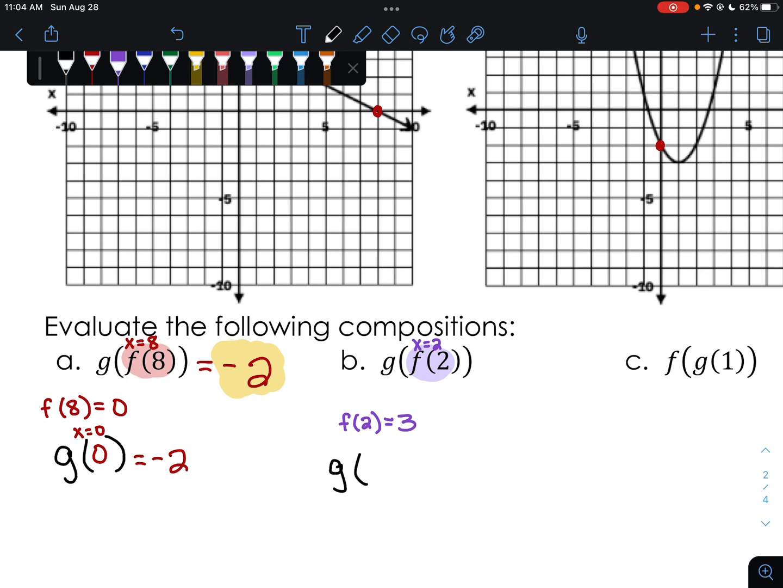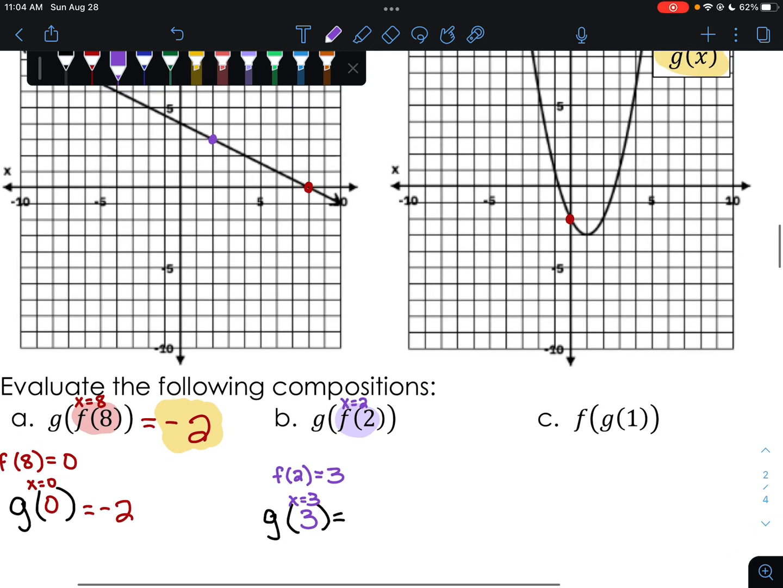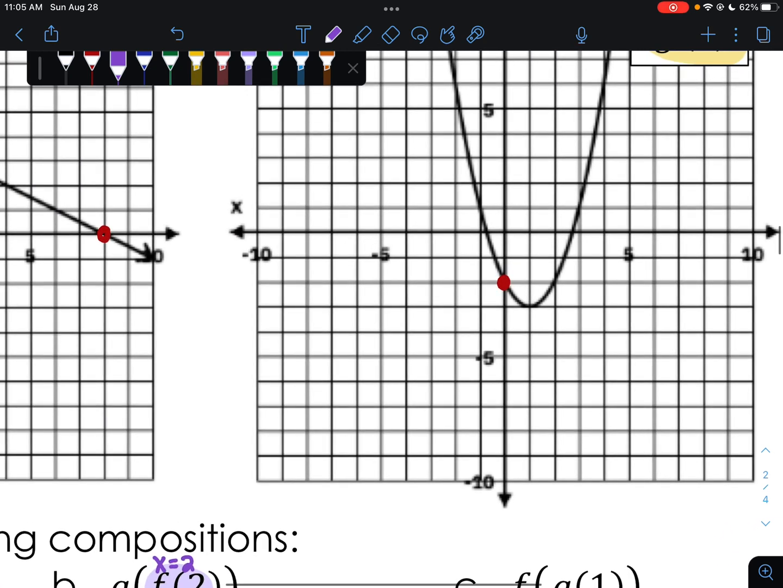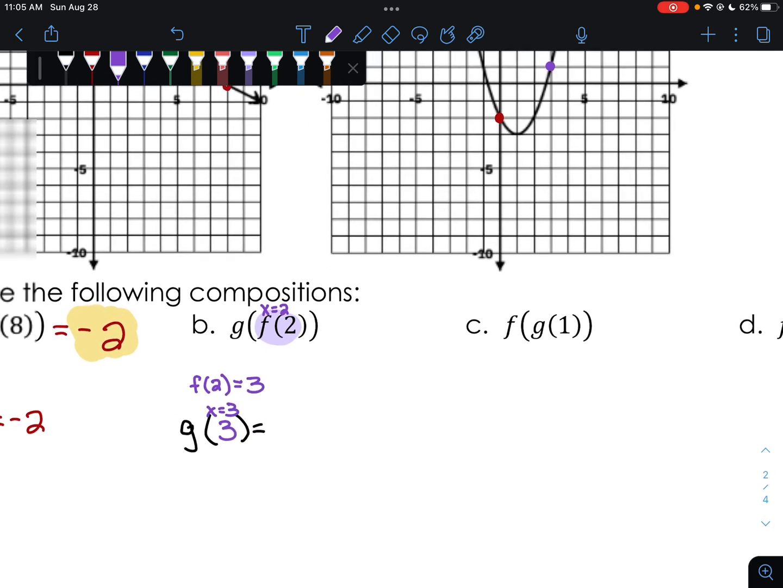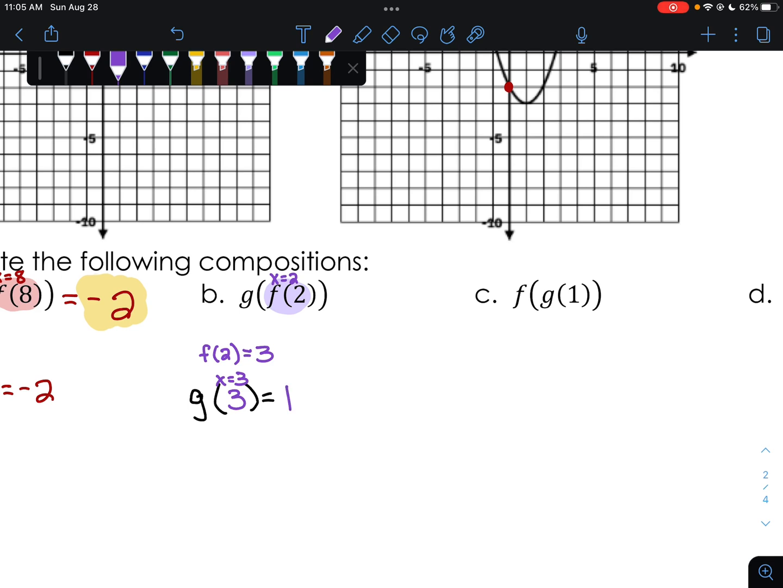g of 3. g of 3 means I go to the g graph and I'm looking for an x value of 3. So I go to my g graph, I find my x value of 3, and I find where the function is, and what's that y value? That y value is 1. So g of 3 equals 1, which means g of f of 2 is equal to 1.